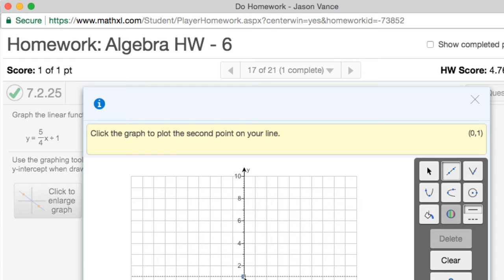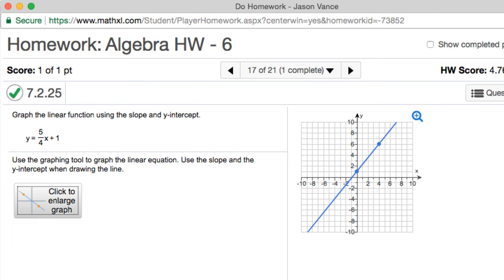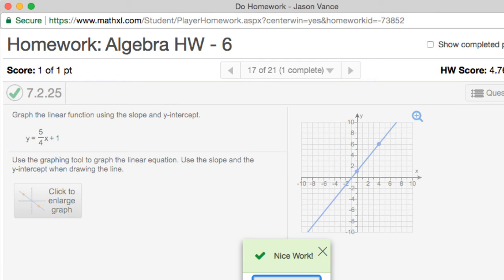So I'm starting at 0, 1, position 1 on the y-axis, and now I need to move up 5 spaces on the y-axis. So it's 1, 2, 3, 4, 5. So that's 6. Position 6 on the y-axis. And now I need to run to the right 4. Left click, got my line, click save, check my answer. And there you have it. Okay.